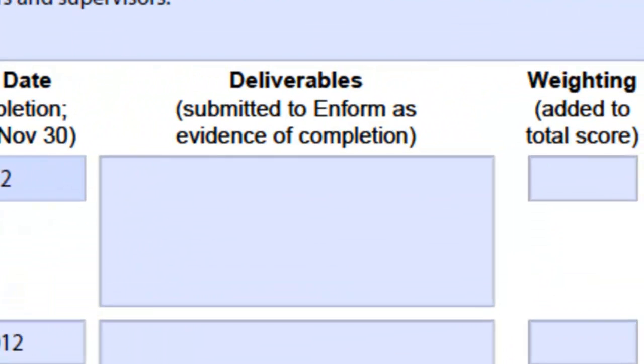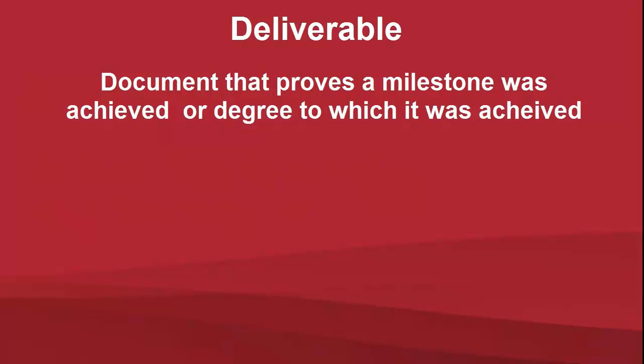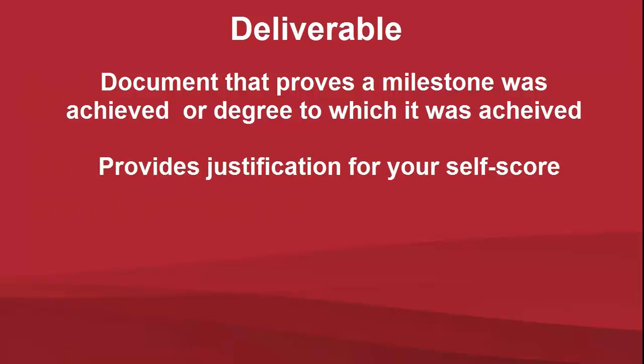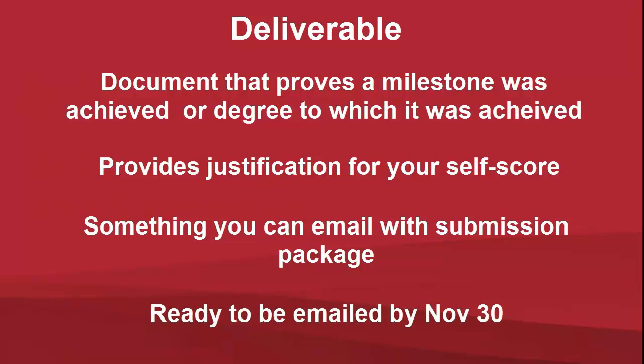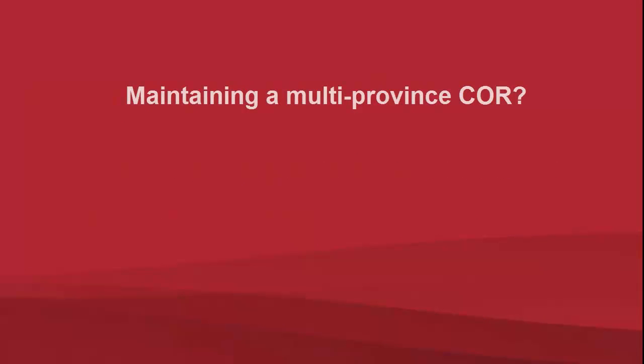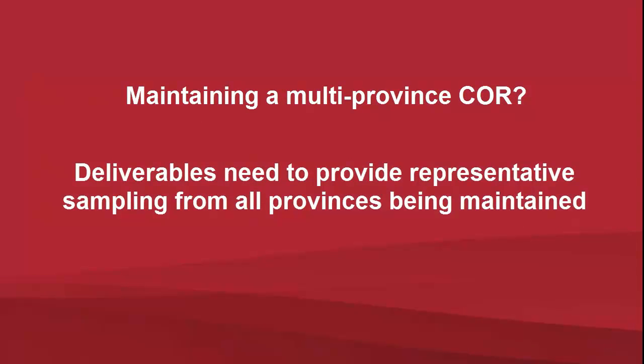So now our deliverables. It's important to get this right. A deliverable is a document that proves a milestone was achieved or the degree to which the milestone was achieved. The deliverable needs to provide justification for your self-score in the final report. And the deliverable needs to be something that you can email with your submission package. That also means that you need the deliverable ready to be emailed by November 30th, the submission deadline. If you are maintaining a multi-province COR, at least some of the deliverables need to provide a representative sampling from all the provinces being maintained.